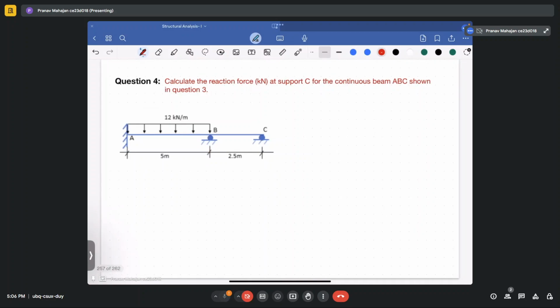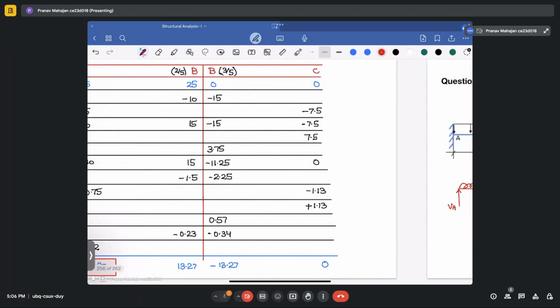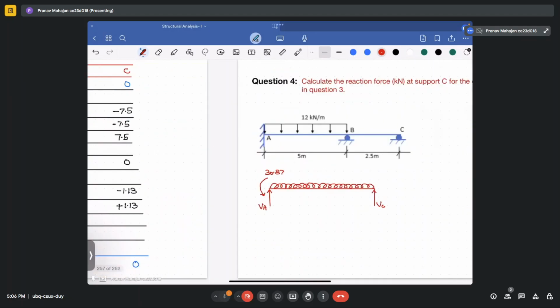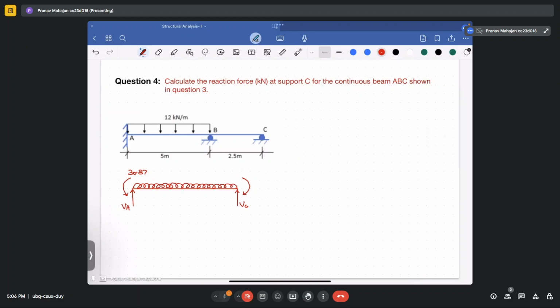So let's draw the free body diagram. So you have this. You will be having VA here. This is your VA. This is your VC, and you are having the negative moment here. So I will write it in the anti-clockwise direction, the value as 30.87. And since the value here is positive, so I will write here in clockwise direction 13.27.